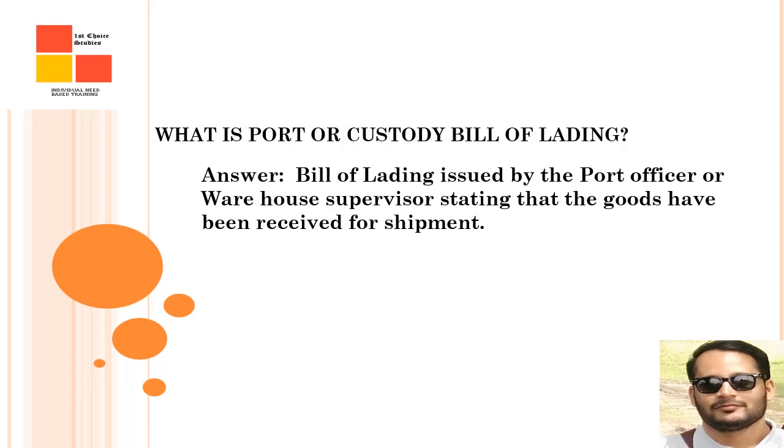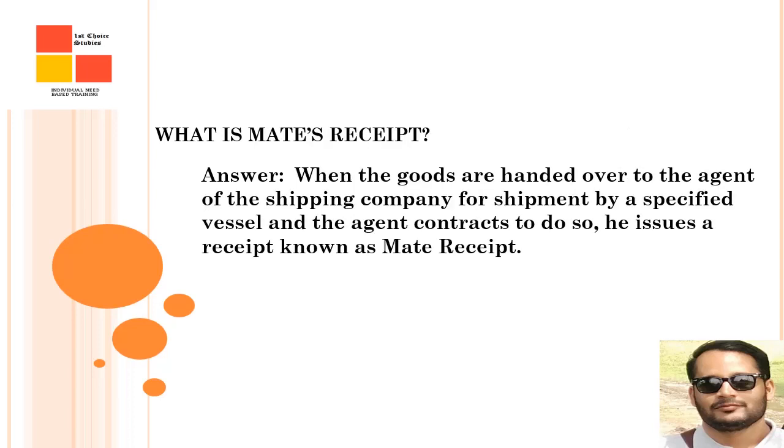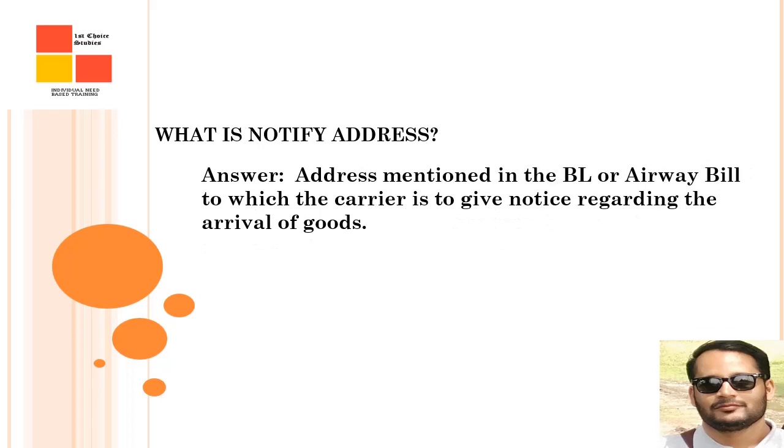What is port or custody bill of lading? Answer: Bill of lading issued by the port officer or warehouse supervisor stating that the goods have been received for shipment. What is mate's receipt? Answer: When the goods are handed over to the agent of the shipping company for shipment by a specified vessel and the agent contracts to do so, he issues a receipt known as mate's receipt. What is notify address? Answer: Address mentioned in the BL or airway bill to which the carrier is to give notice regarding the arrival of goods.